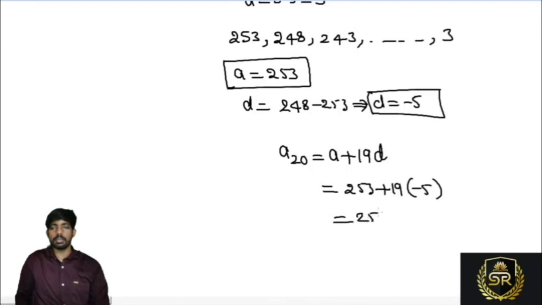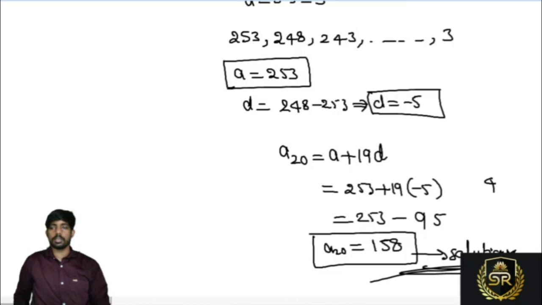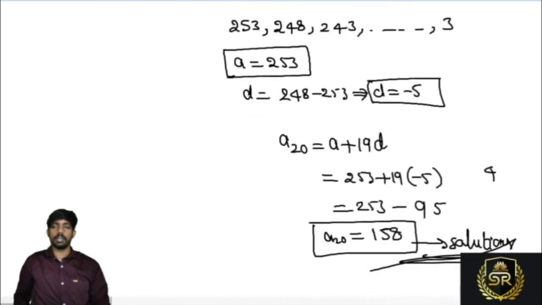So 253 minus 5 nines, which are 45, and 5 ones are 5, plus 4 is 9, so 95. Therefore 253 minus 95, what is the result? It is 158. So a20 is 158. That is the required solution. Done.